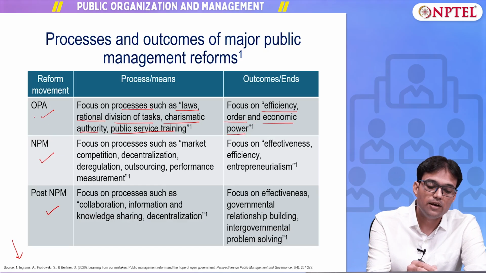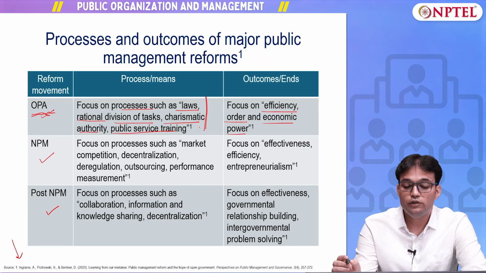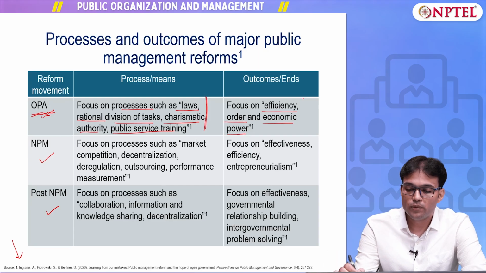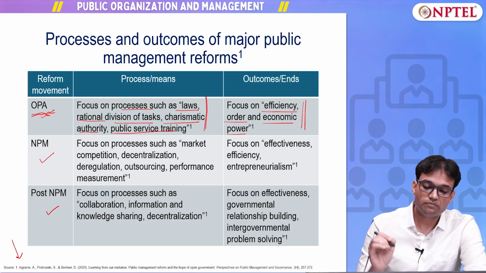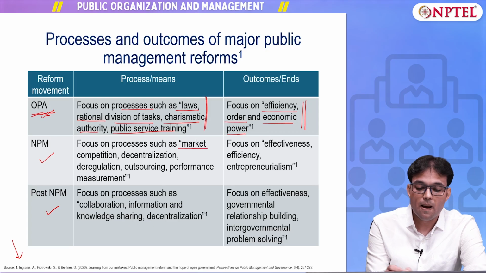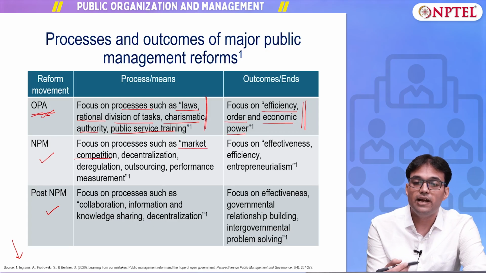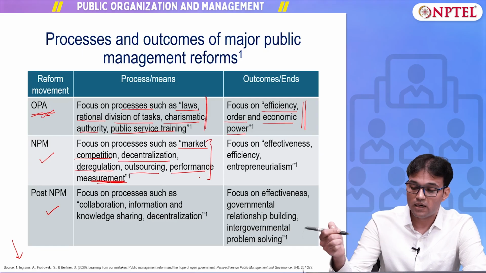So, this particular reform was focusing much more on the laws, the division of the task, and charismatic authority to improve the functioning of the organization in terms of efficiency, order and economic power. On the other hand, new public management focuses on processes such as market competition, because they have to behave as business-like organizations. The public organizations have to behave like business organizations: decentralization, deregulation, outsourcing, performance measurement. These are the key features that the NPM talked about and stood by.